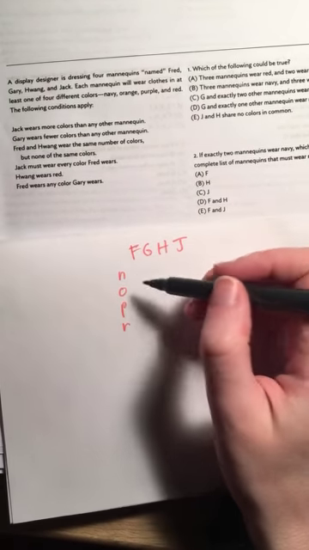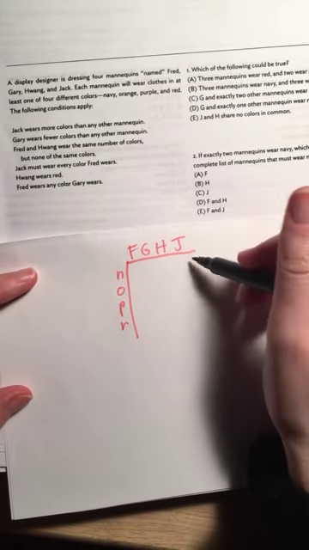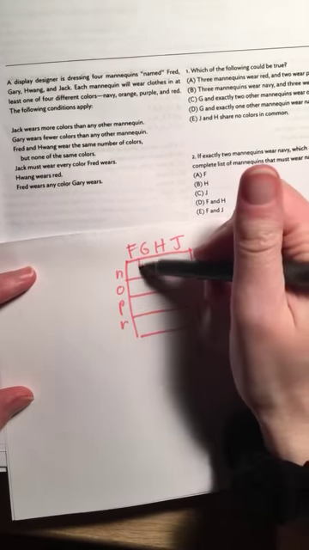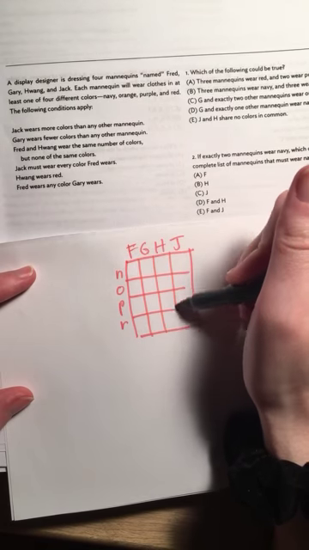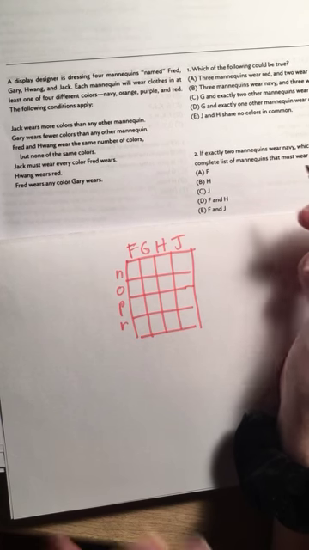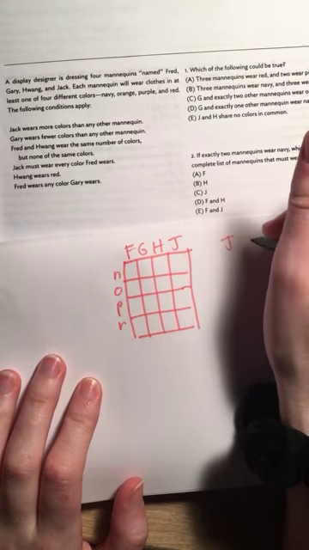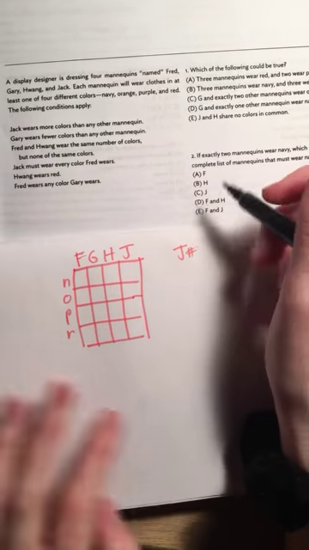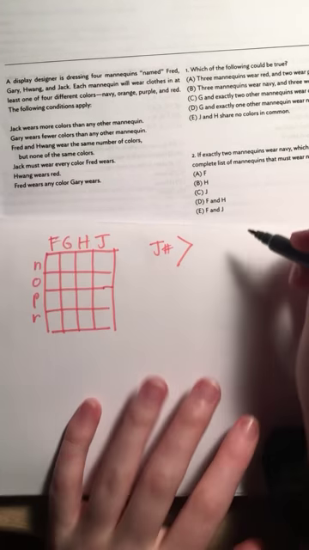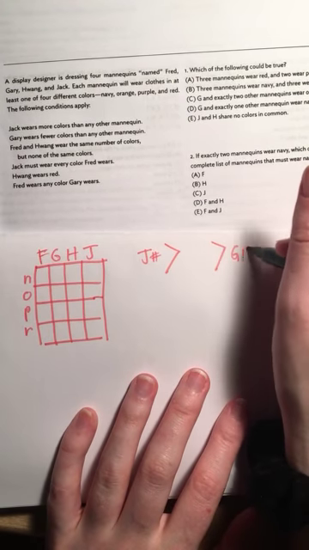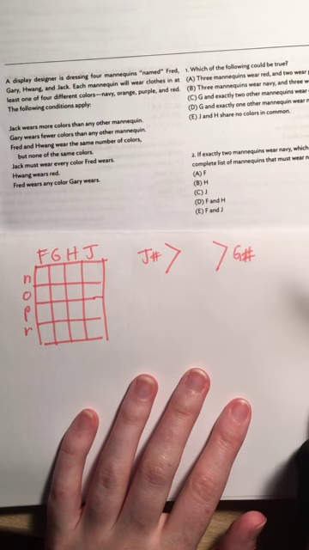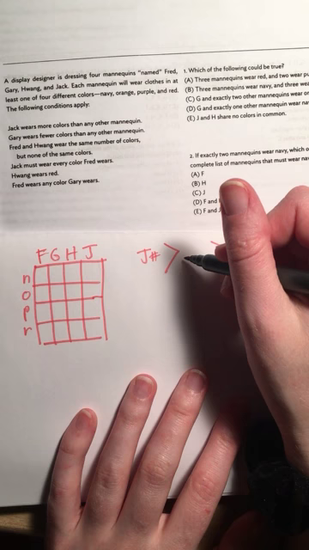So I'm going to see if this works as a grid. Might as well try. Jack wears more colors than any other mannequin. So Jack wears more than any of the others, and Gary wears fewer than any of the others. And F and H wear the same number of colors, but none of the same colors.